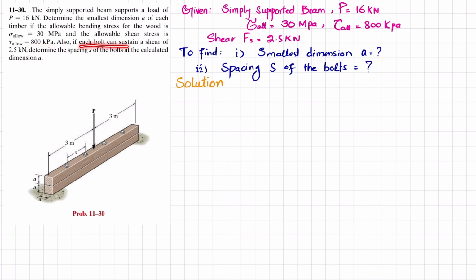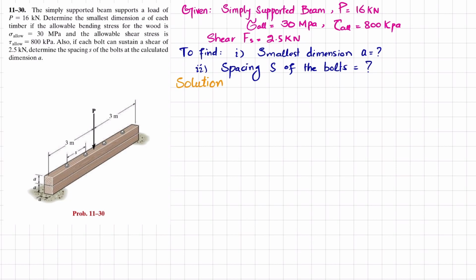Also, if the bolt can sustain a shear of 2.5 kilonewton, determine the spacing S of the bolt at the calculated dimension of A. So you can see this is a simply supported beam that is made up of 2A by A timber woods, and they are nailed together. The distance between the nails is S. You can check there is a point load at the mid of the beam, that is P, which is given as 16 kilonewton. So first you have to determine the dimension of each timber and then this spacing S.